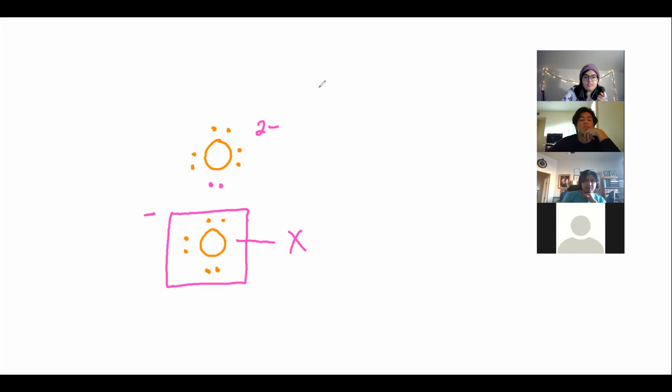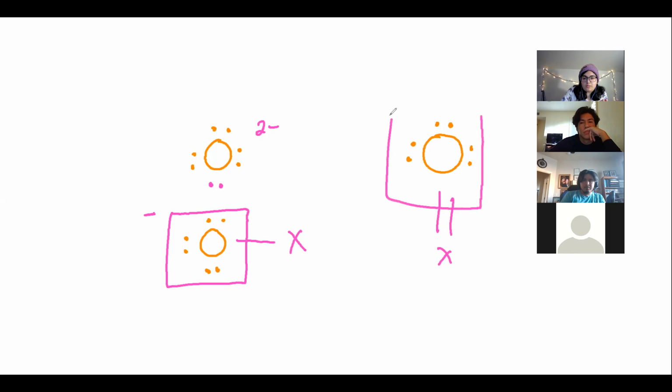And the last thing that oxygen can make, because it has six valence electrons, is a double bond. So when we make a double bond to X, how many electrons did we technically add here? Two. But because they are in bonds, do they add a charge?